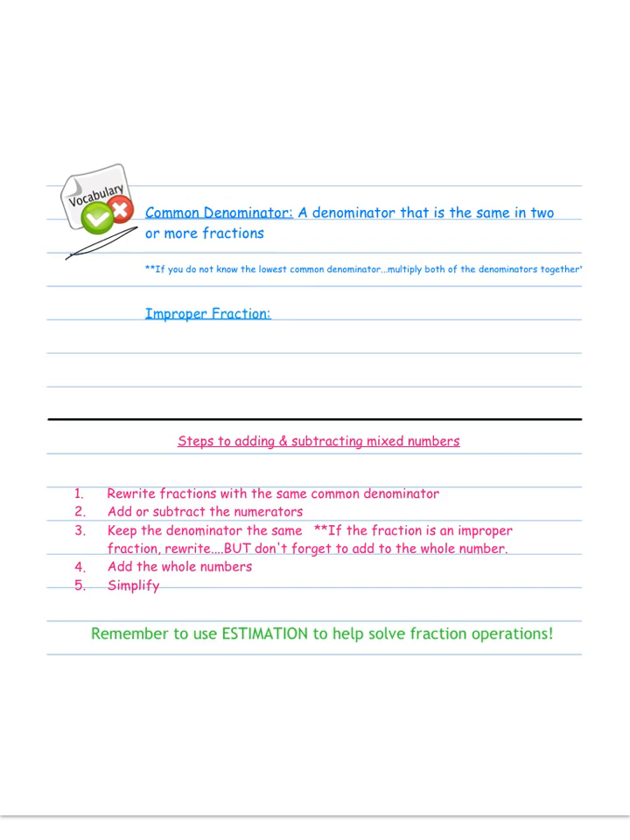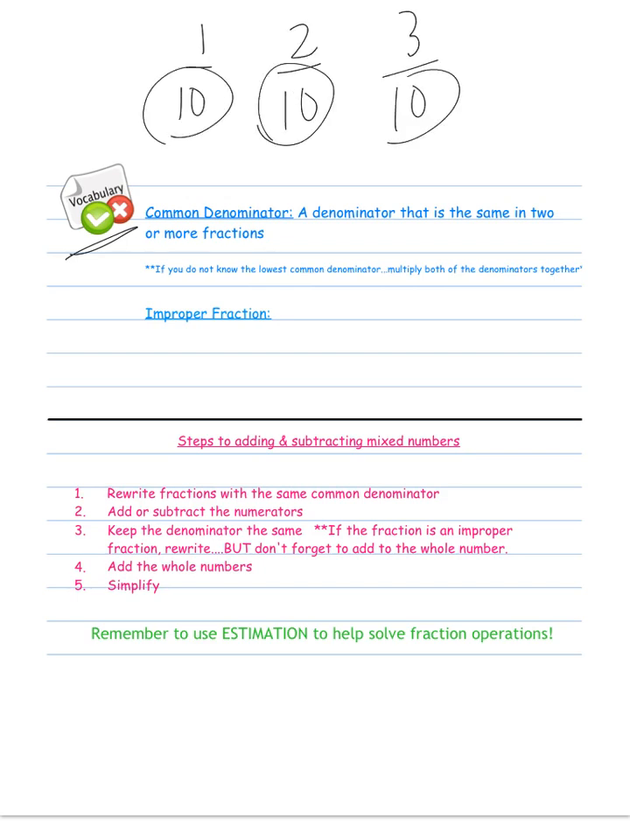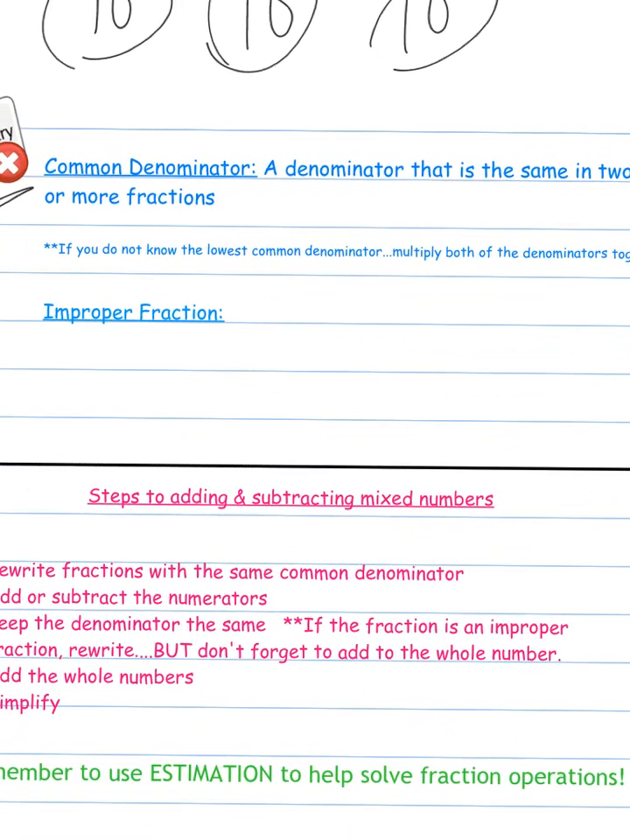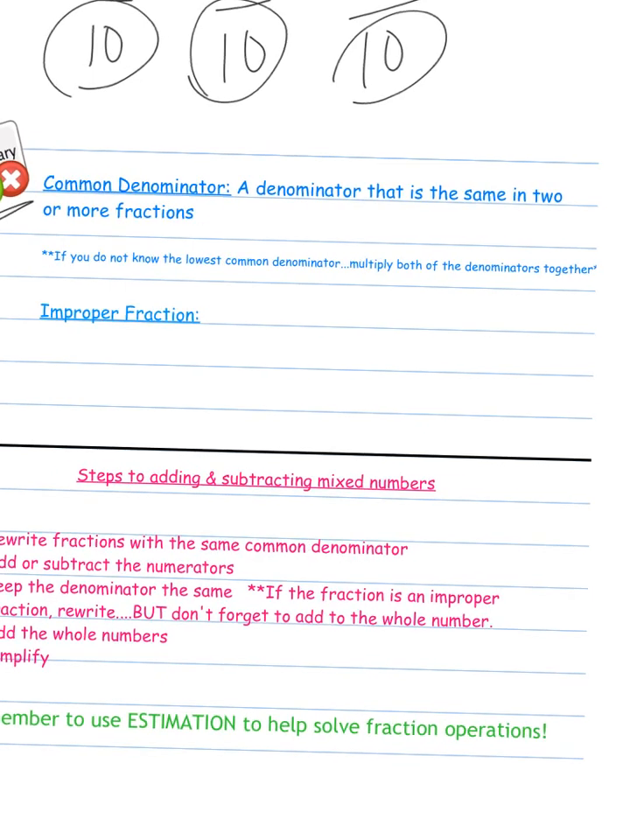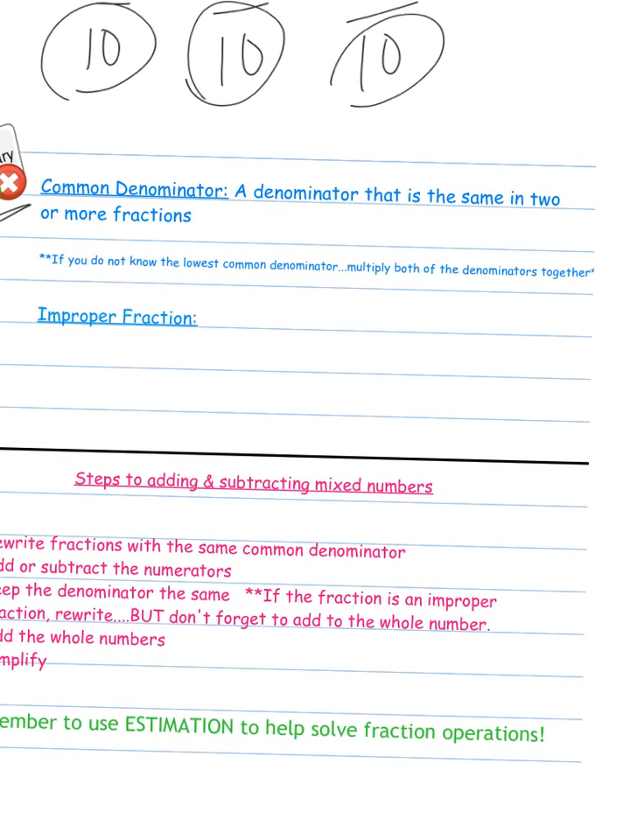Common denominator is a denominator that is the same in two or more fractions. So 1/10, 2/10, 3/10, those all have a common denominator. Okay? When you are trying to find the least common denominator, if you do not know what it would be, you can always multiply both of the denominators together and it will give you a common denominator.